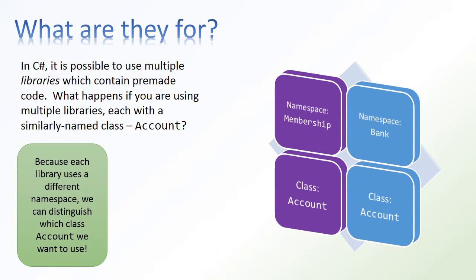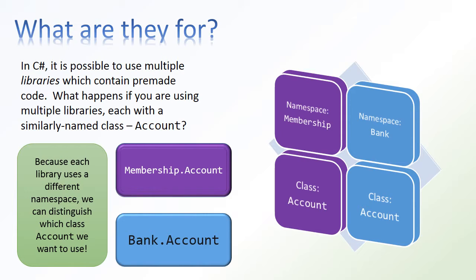As you can see, we have two squares which represent one library. Class account exists in the purple library under namespace membership, and in the blue library we have class account, but it exists in a different namespace bank. And this allows us to distinguish which class account we wish to use. So if we want to use the account class from the membership library, we specify membership.account. If we want to use account from the bank namespace, we specify bank.account.